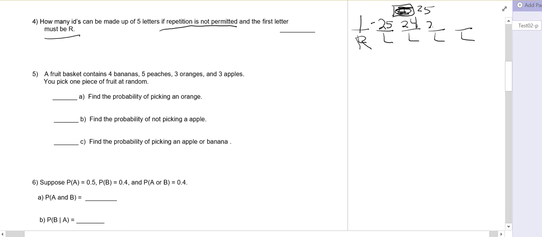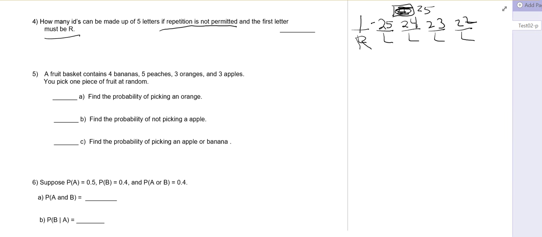And my pen will stop writing, right? 25, 24, 23, 22. Always multiplication, okay? Even if you don't see it here and it makes a little line. Still trying to get used to working on the screen here. All right, so I picked my letters.